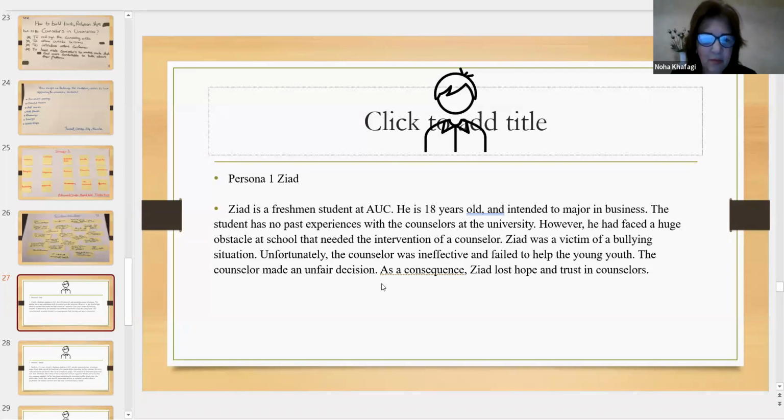Ziad was a victim of a bullying situation. Unfortunately, the counselor was ineffective and failed to help the young youth. The counselor made an unfair decision. As a consequence, Ziad lost hope and trust in counselors.